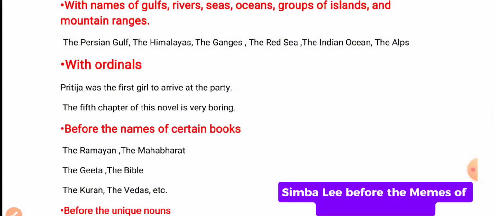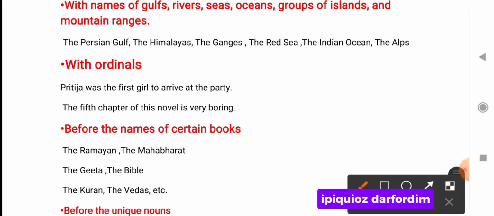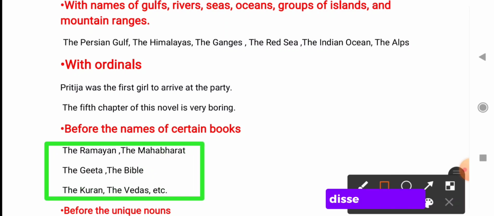Similarly, before the names of certain books, look here: names of books, holy books, religious books, religious epics, we use the for them. Here are some of the names of the books. Look at here: the Ramayana, the Mahabharata, the Gita, the Bible, the Quran, the Vedas, etc.